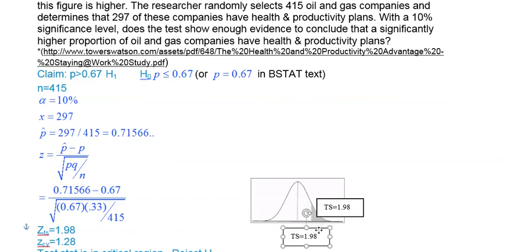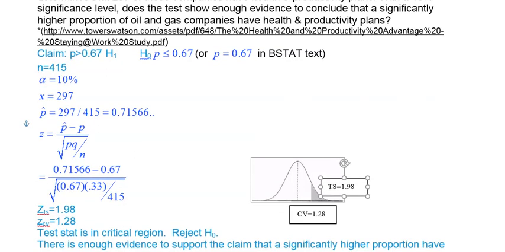And our critical value is going to be 1.28, right? So the test statistic is further to the right, so it's in the shaded region compared to our critical value. So then we're going to choose reject the null hypothesis.